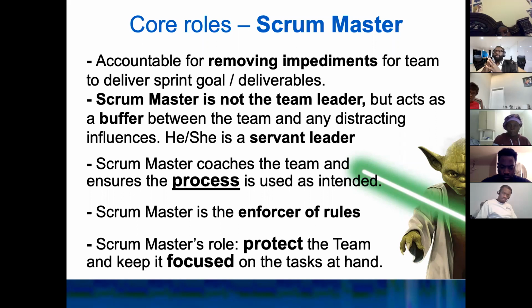Okay, so the Scrum Master enforces the Scrum rules, and he or she protects the team and keeps them focused on the tasks at hand. Okay, that's the role of a Scrum Master. So if you're getting into that job tomorrow, know that those are your main attributions. You need to be rehearsing that and making sure that you understand that right, and that you're present for your Scrum team. Okay, questions?